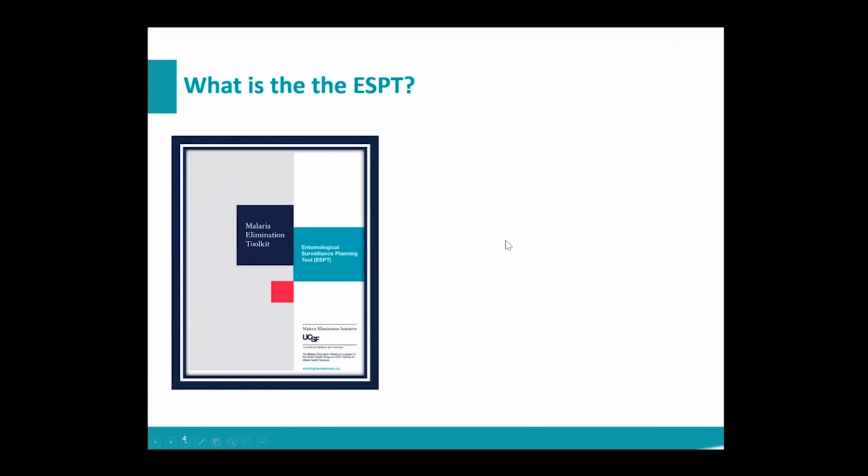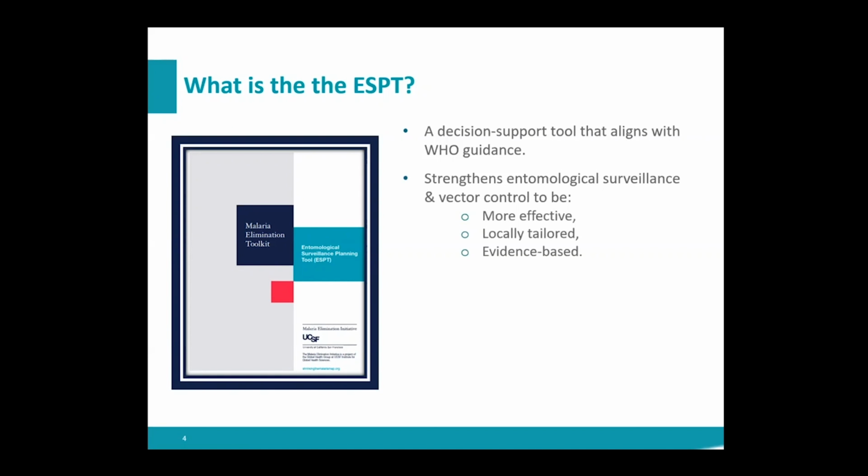The ESPT is a decision support tool for planning entomological surveillance activities. It aligns with WHO guidance and helps interpret entomological data and guide programmatic vector control decisions. This ESPT also helps malaria programs strengthen their entomological surveillance and vector control to be more effective, locally tailored, and evidence-based.